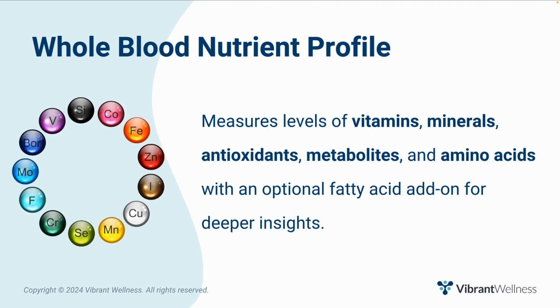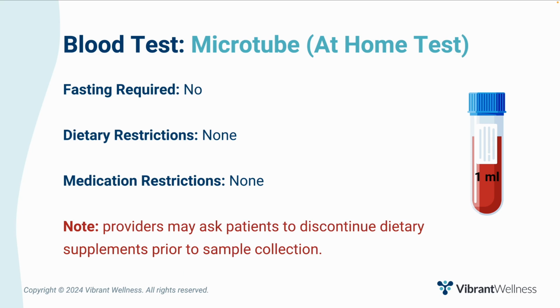The whole blood nutrient profile measures levels of vitamins, minerals, antioxidants, metabolites, and amino acids, and also has an optional fatty acid add-on for deeper insights. Vibrant's whole blood nutrient profile is an at-home blood test collected via microtube. Fasting is not required, and there are no dietary or medication restrictions. However, ordering providers may decide at their clinical discretion whether to test patients under supplemented or non-supplemented conditions.